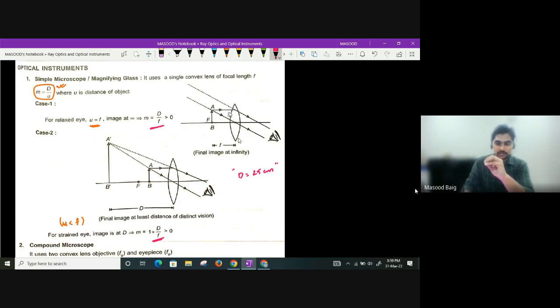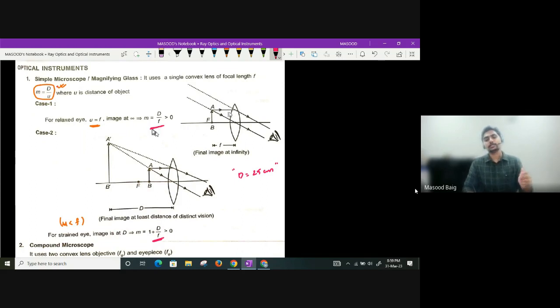Whatever is the function of the lens used in simple microscope, same will be the function of eyepiece lens used in compound microscope as well as astronomical telescope. So whatever formulae we have written for simple microscope, I can use these formulas for eyepiece in case of compound as well as astronomical telescope. Is that clear?